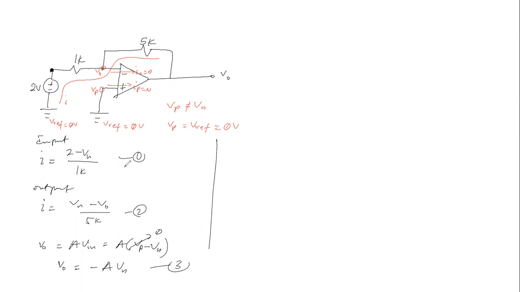You'll observe that equations 1 and 2 are comparable, such that 2 minus V sub N over 1K is the same as V sub N minus V naught over 5K. If we work this through, multiplying by 5,000 and 1,000, this gives us 6,000 V sub N equal to 1,000 V naught plus 10,000. So V sub N is V naught plus 10 divided by 6. This is our fourth equation.